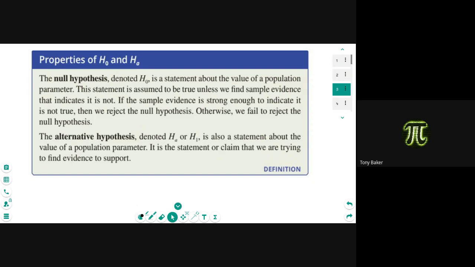We have two hypotheses that we're always going to have when we're looking at these studies. They relate to each other. They're both based on the same concept. The null hypothesis, which is denoted as H naught, which is the H with a little zero next to it, is a statement that whatever you're testing is equal to what is there. So it's the value of the population parameter, which could be anything, what we're looking at. The statement is assumed to be true unless we find sample evidence that indicates it is not.